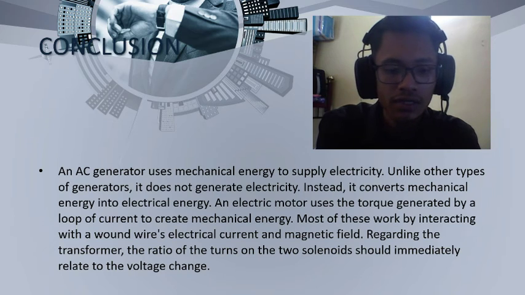Regarding the transformer, the ratio of the turns of the two solenoids should be directly related to the voltage change. The voltage ratio for the secondary solenoid was not exactly the same as that for the primary one due to its large interior area. Factors such as operating frequency, power rating, and temperature should also be taken into account when choosing a three-phase or single-phase transformer.